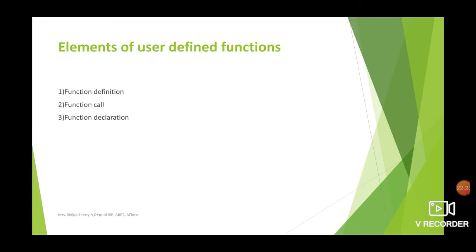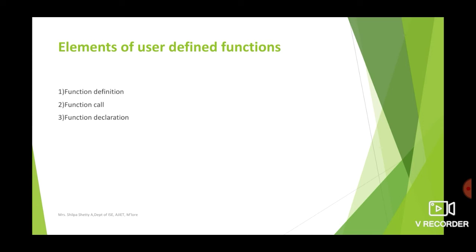So next let us discuss the various elements of a user defined function. Briefly, we have already discussed all these elements. The three elements of a user defined function are the function definition, function call and function declaration. So we already know what is function definition. Function definition means the task that has to be performed by the function.